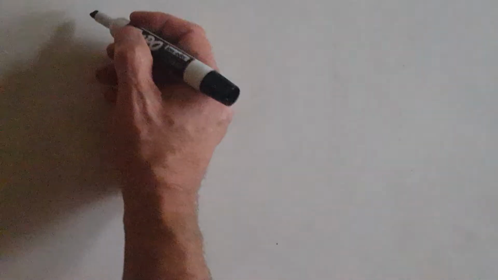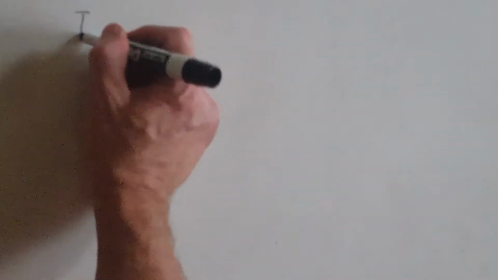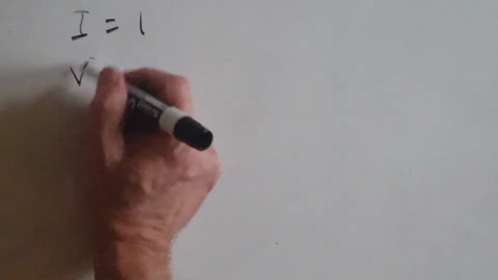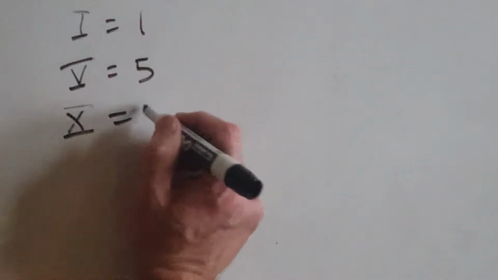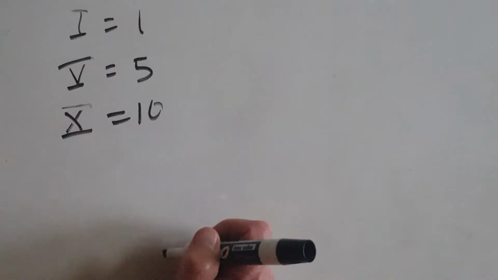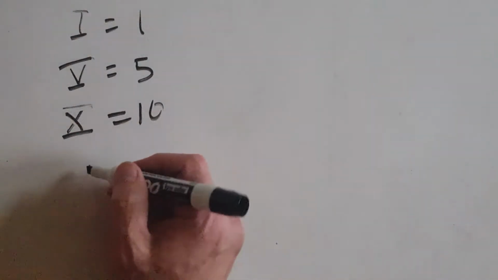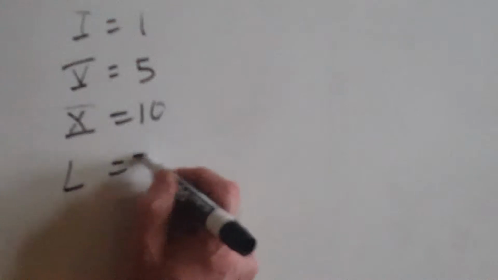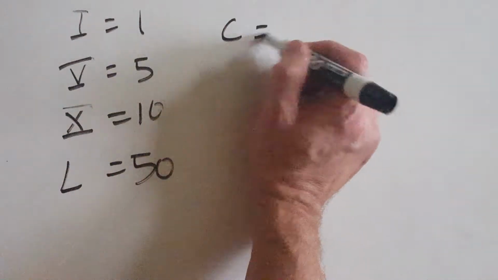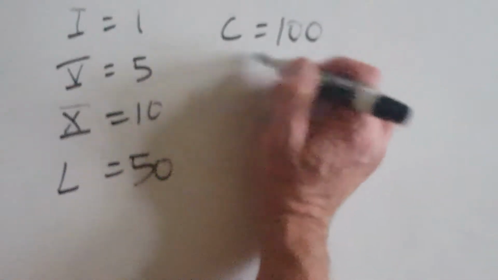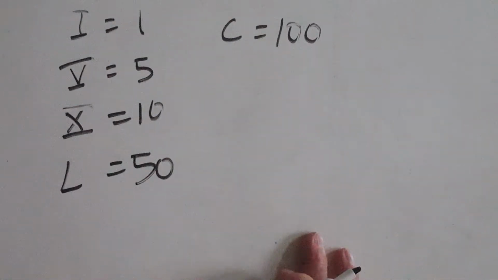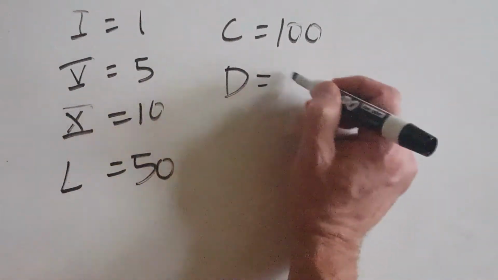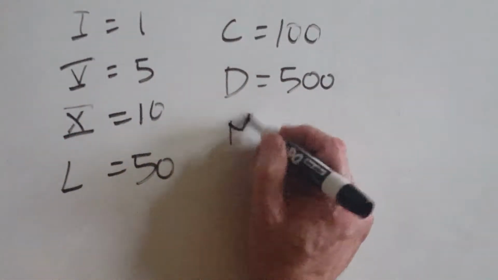Basically, different letters have different values. So I equals 1, V equals 5, X equals 10. I think L is 50. Yeah, L is 50. C is 100. You can kind of keep that straight by thinking of century. It's been centuries, 100 years. I think D is 500. D is 500, and M is 1,000.